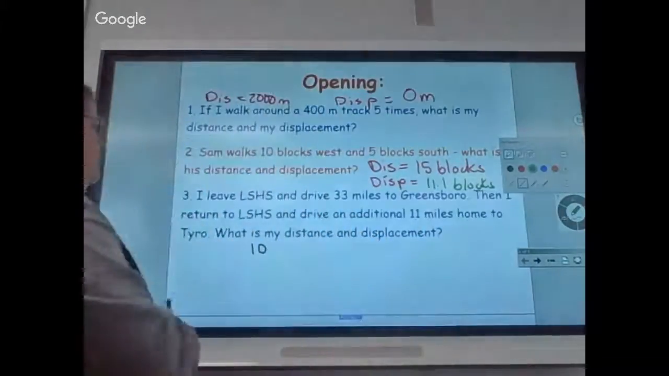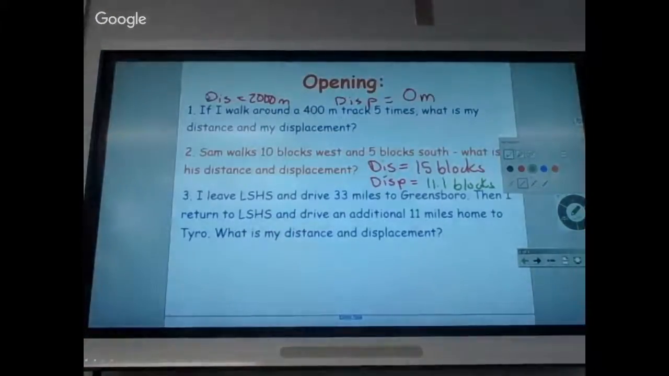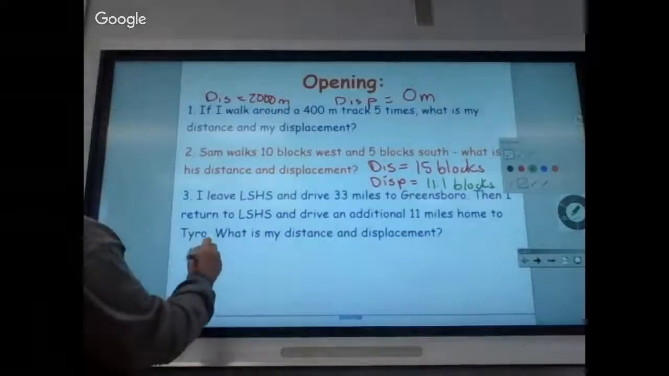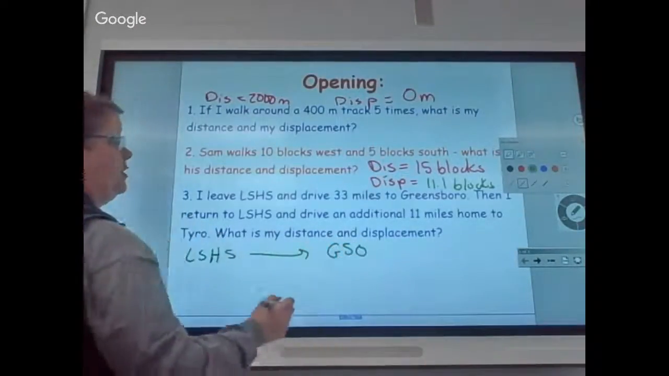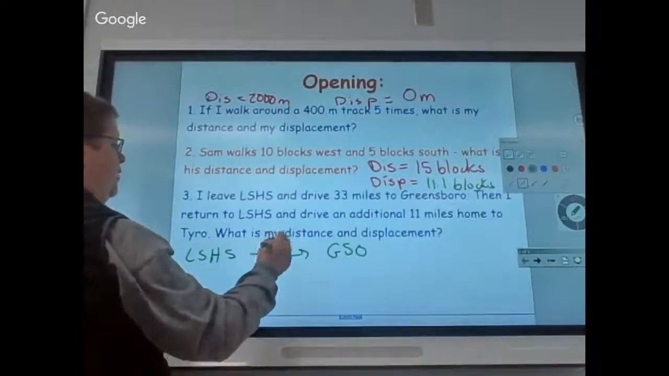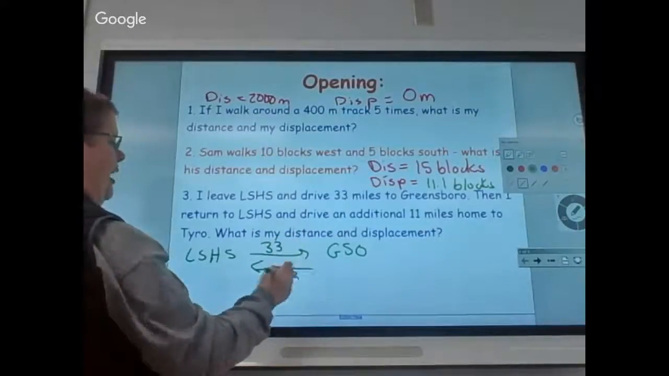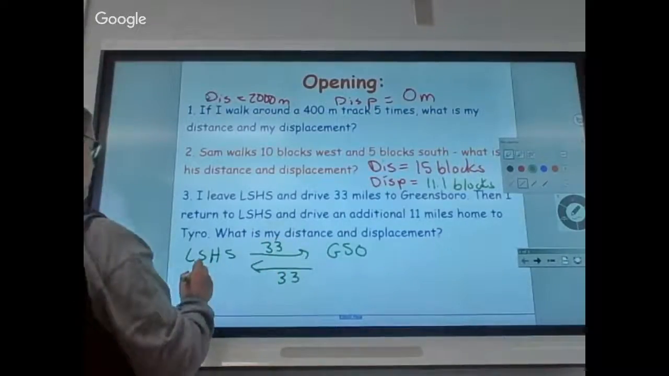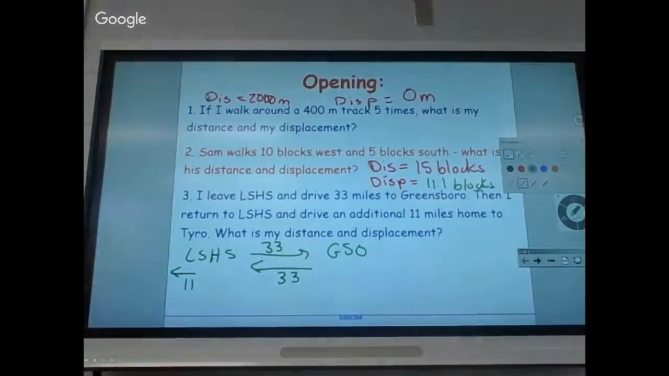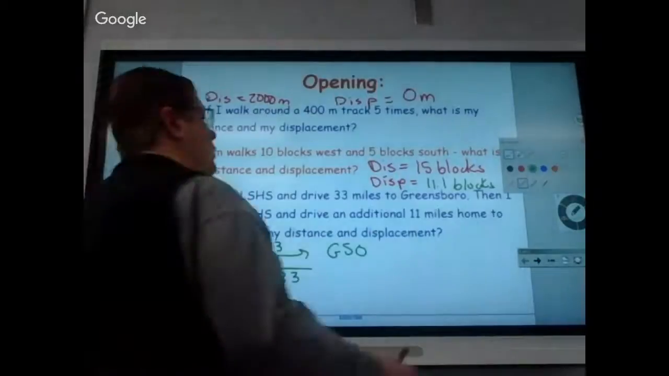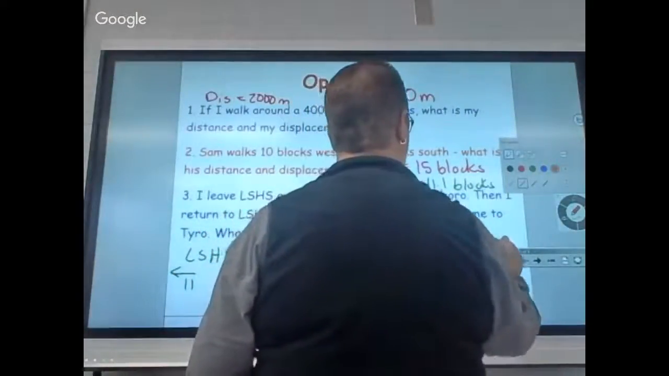When we look at number 3, I leave LSHS and drive 33 miles to Greensboro. GSO is the abbreviation for Greensboro at the airport, by the way. I drive back. I return. I drive 33 miles. And then I drive an additional 11 miles home. So what is my distance that I drove? I add them all up, so I have 77 miles.